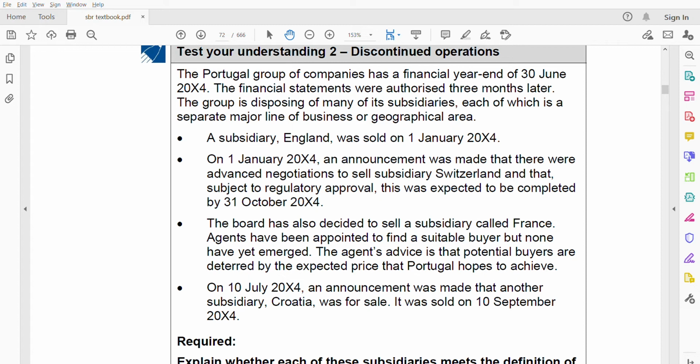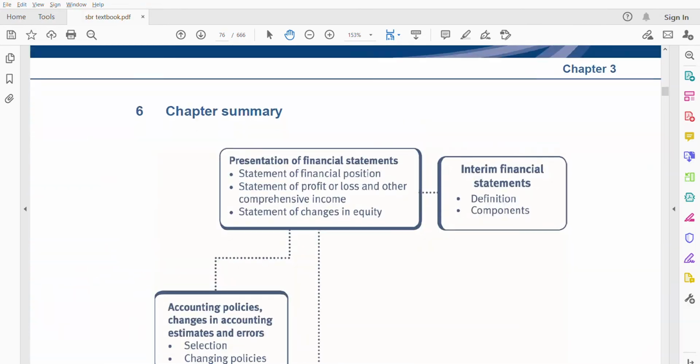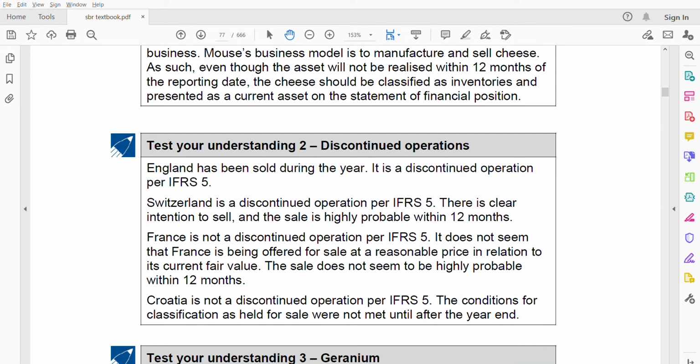Wasn't it short and sweet? Okay, let me take a picture of this so that I remember the questions. So I'm assuming that you have taken the picture of this. Okay, now let us go to test your understanding 2.